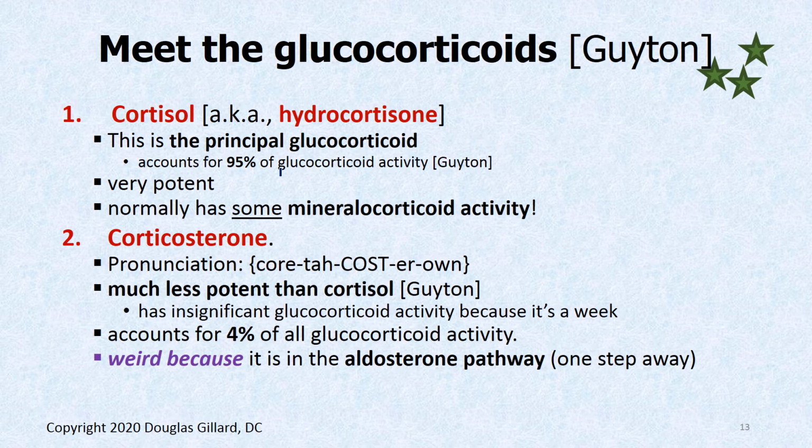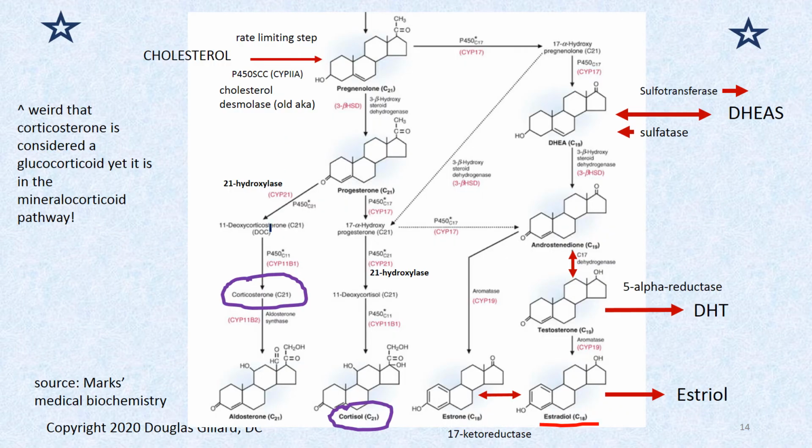But what's weird about corticosterone, we've seen it before when we make aldosterone. So there it is in the aldosterone pathway. And even though it's one step away from aldosterone, it's considered a glucocorticoid with cortisol. So that's kind of strange.